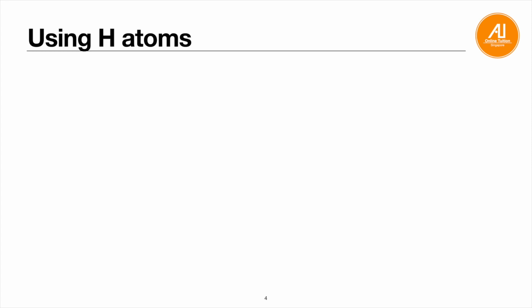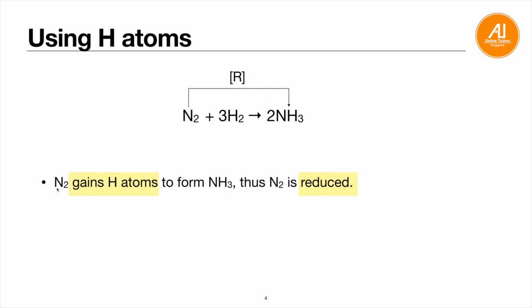Next, let's look at hydrogen atoms. How you use hydrogen atoms to determine a redox reaction. Let's say you have this equation, N2 plus 3H2 gives you 2 ammonia. So this is your famous Haber process. So let's look at N2. If you realize, after the reaction, N2 actually gains some hydrogen atoms. So if you gain hydrogen atoms, you are reduced. So N2 gains hydrogen atoms to form NH3. Thus, N2 is reduced.